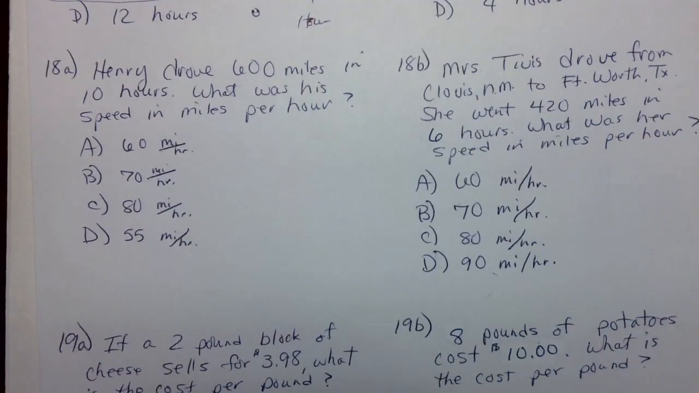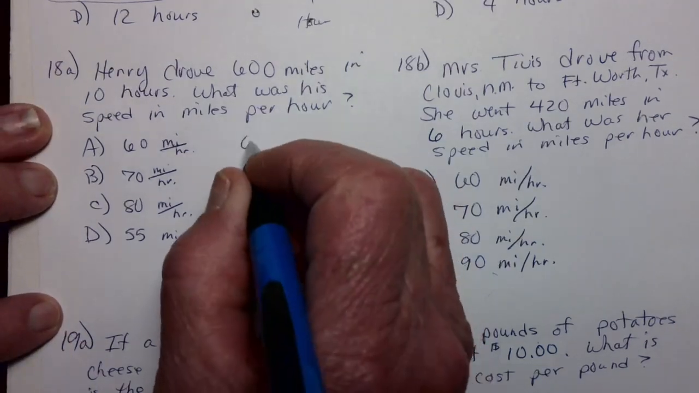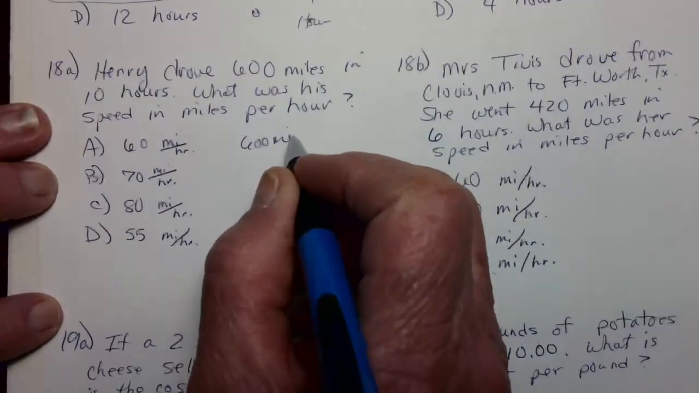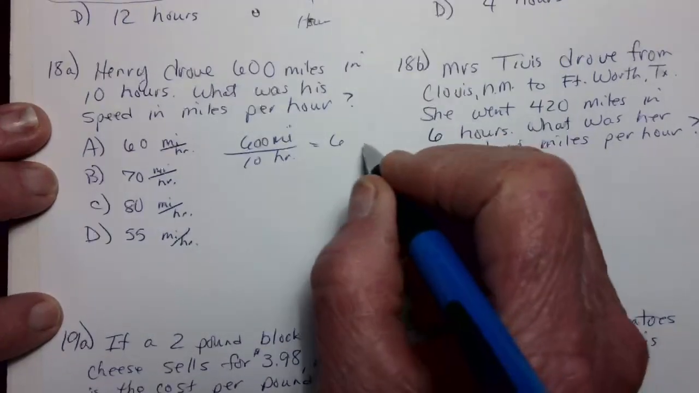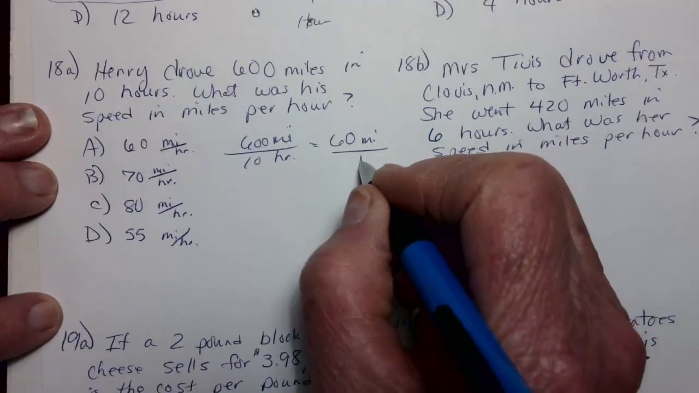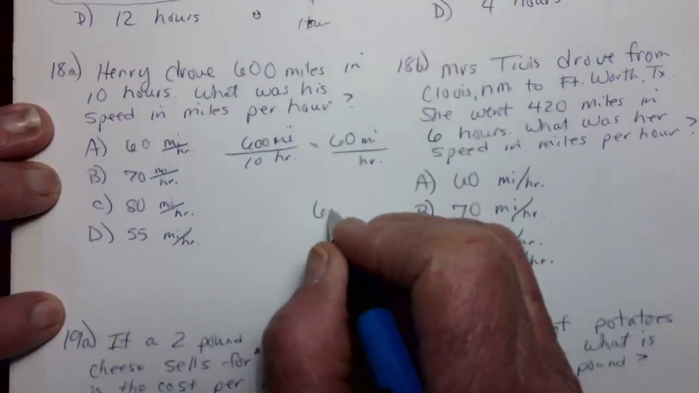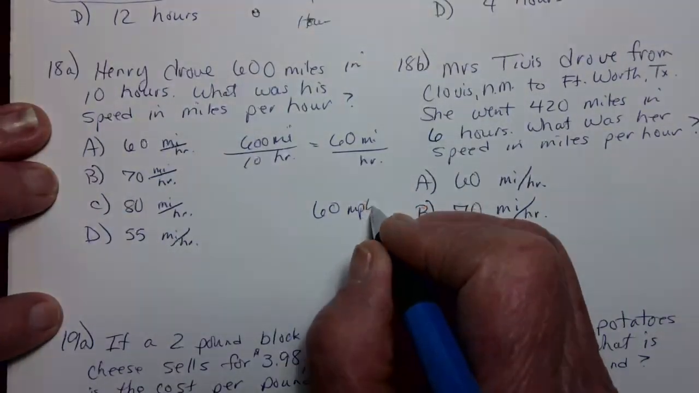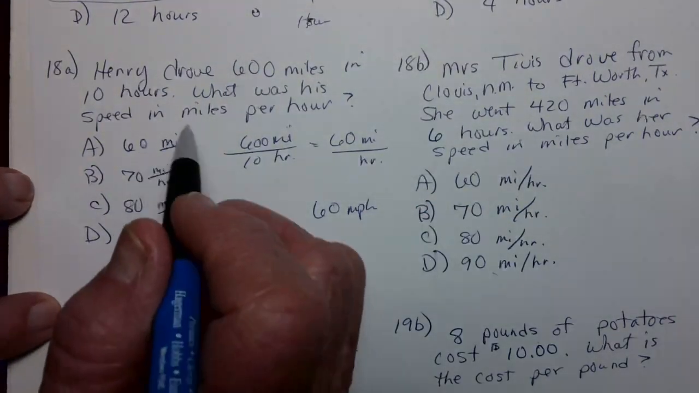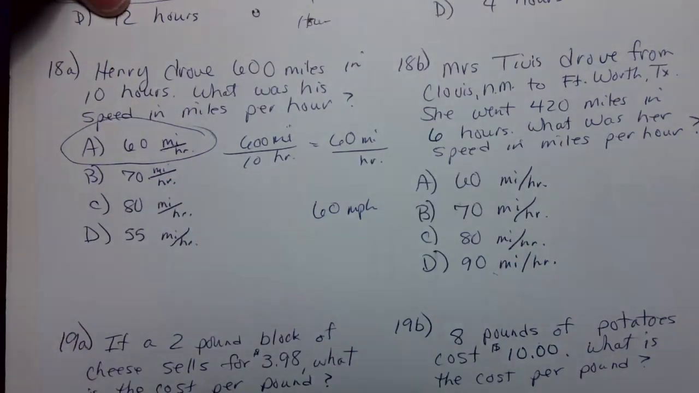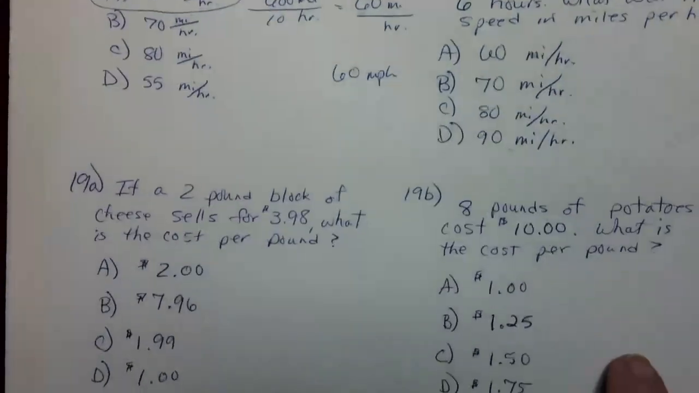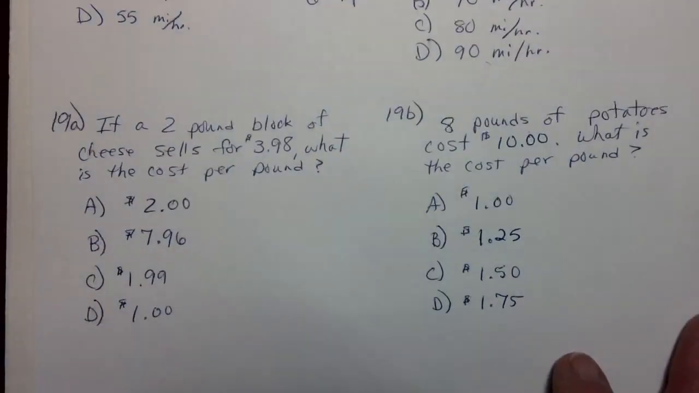18A. Henry drove 600 miles in 10 hours. How fast was he going? 600 miles in 10 hours. Divide it. You get 60. He's going 60 miles per hour, which can also be written 60 mph. Okay? There you go. I hope this is getting very easy for you.